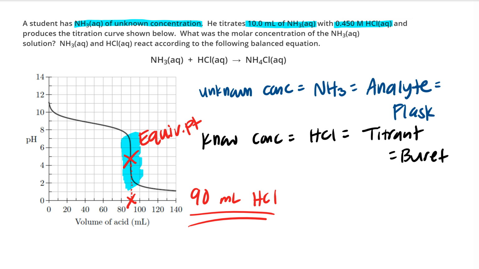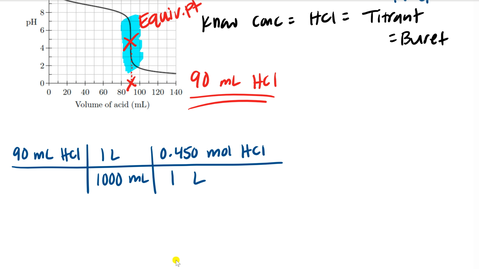Using the 90 milliliters of hydrochloric acid along with its molarity, we can multiply those and get the moles of hydrochloric acid needed to complete this reaction. So I have taken our 90 milliliters of hydrochloric acid, converted over to liters, and now I'm using its molarity of 0.450 molar in dimensional analysis to convert to moles of our hydrochloric acid. Essentially, liters times molarity gives us moles.